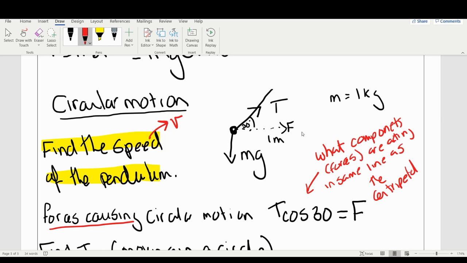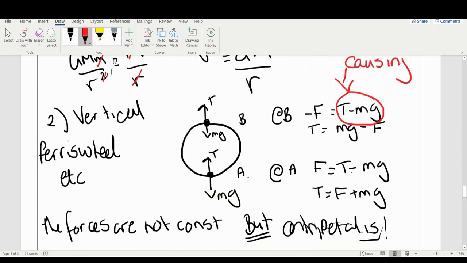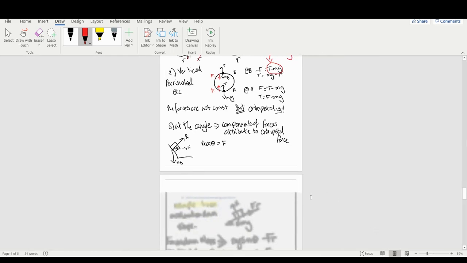So what I tend to do is draw a lovely dotted line. I write an F. So this here is my centripetal force. I can ask what forces are acting in that direction. And the same goes if I go all the way back up to my Ferris wheel. I know that here my F is going to go downwards, and here my F is going to go upwards. So I know where my centripetal force is going and I know what forces are acting where.